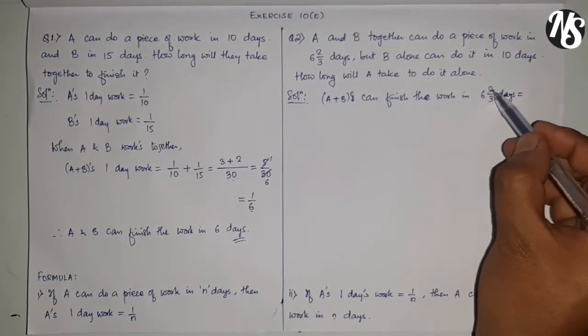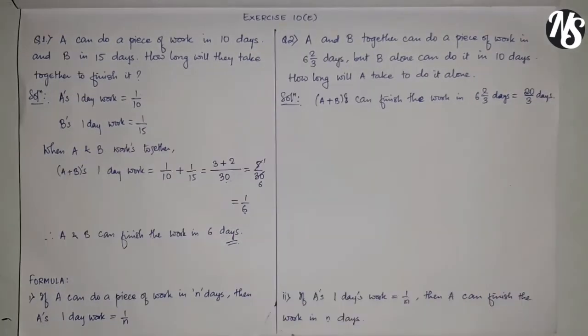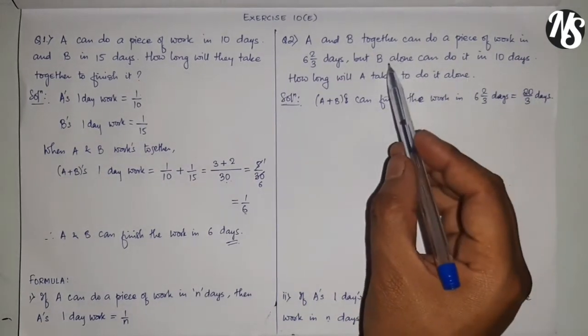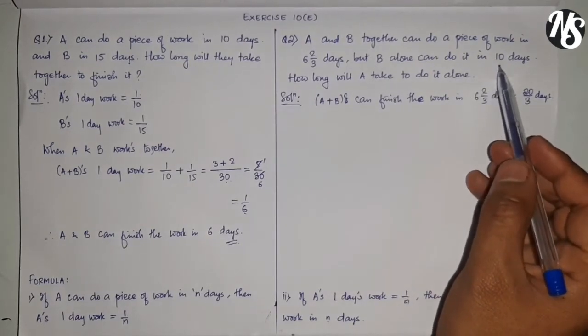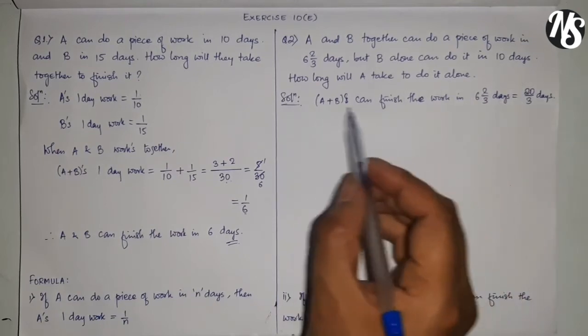6 3s are 18, 18 plus 2 is 20/3 days, isn't it? So that means if A and B work together, they can finish the work in 20/3 days. Okay, now what is given here? B alone can do the work in 10 days, isn't it?